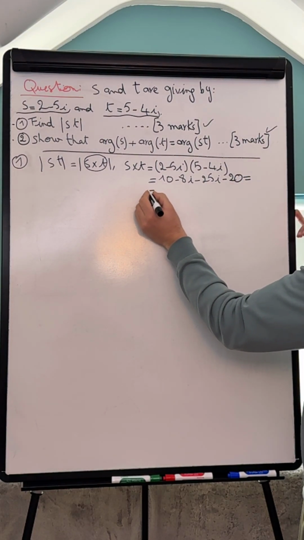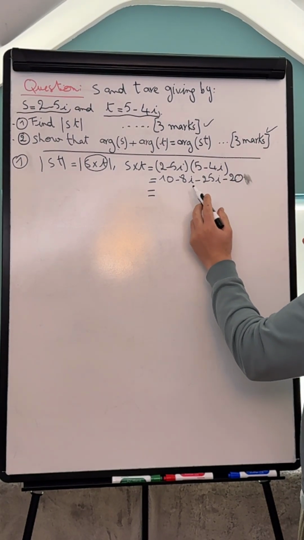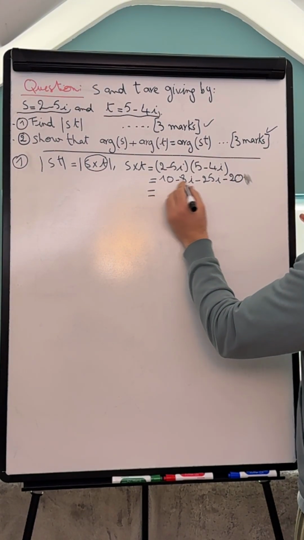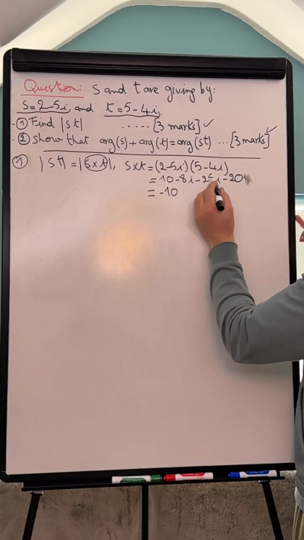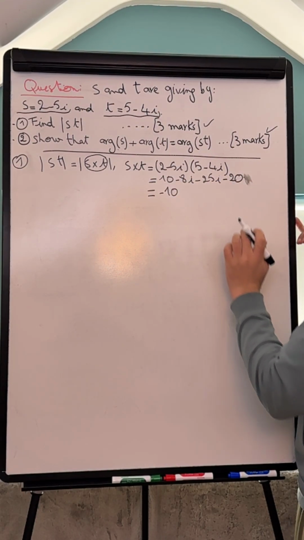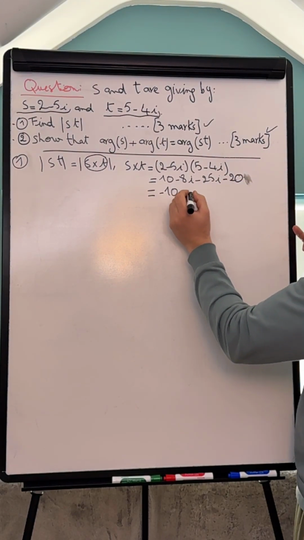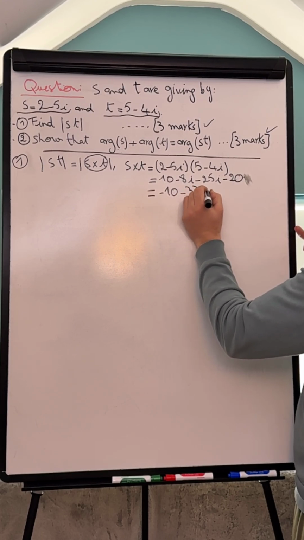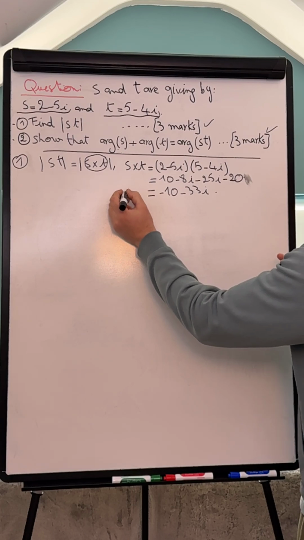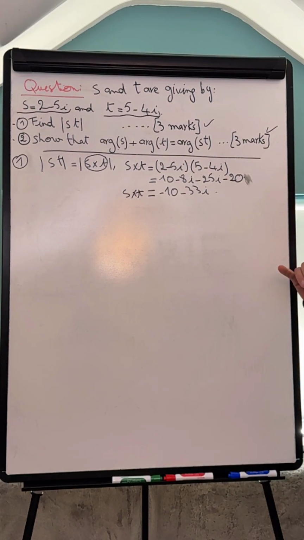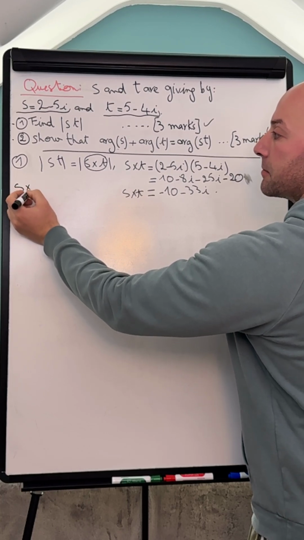Then we simplify again. 10 minus 20 is minus 10 for the real part, and for the imaginary part, minus 8i minus 25i is minus 33i. So minus 10 minus 33i is S times T. Now from here, we can calculate the modulus of S times T.